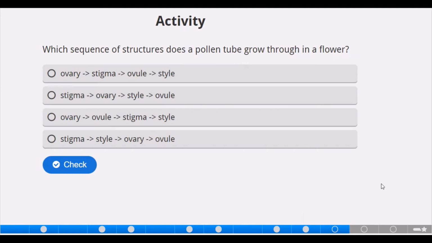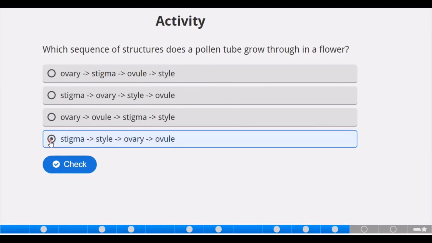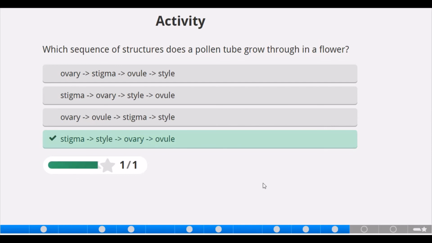Which sequence of structures does a pollen tube grow through in a flower? Starting from the stigma to the style, down to the ovary and then the ovule. Correct.